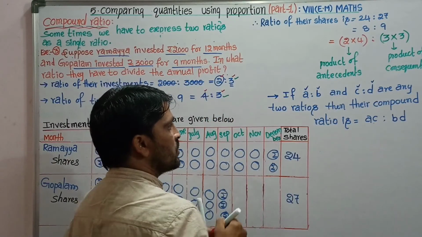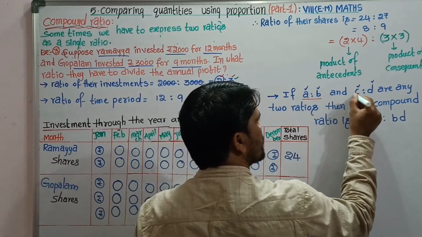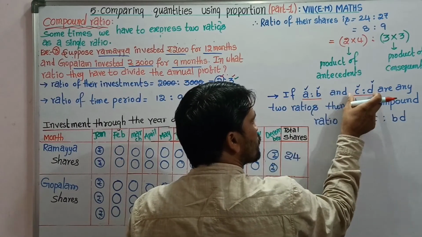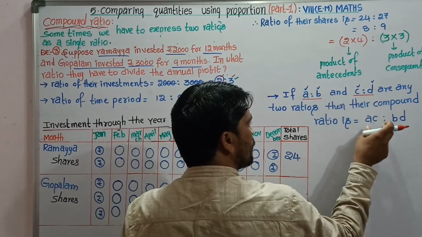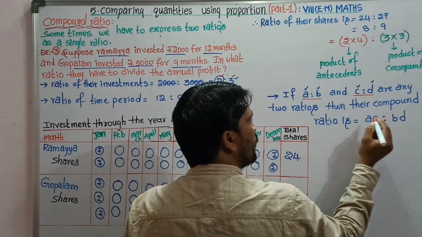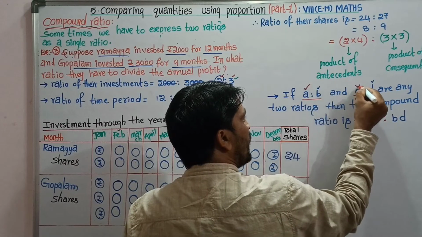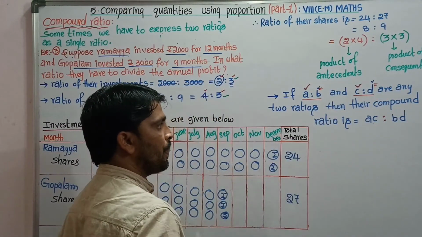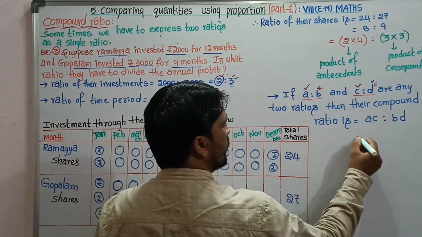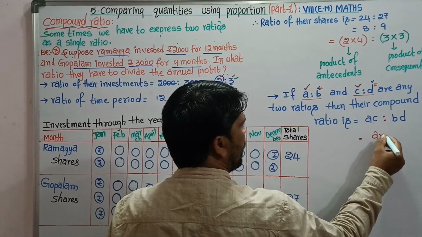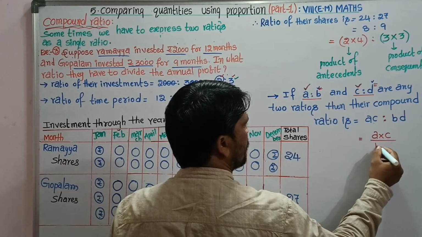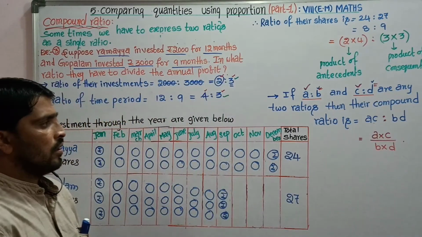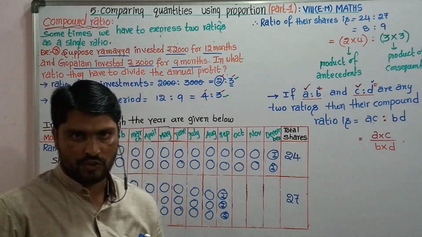That is, if A is to B and C is to D are any two ratios, then the compound ratio of these two ratios is equal to the ratio of the product of antecedents and the product of consequents. Or this can be written as A into C over B into D. This is the concept of compound ratio.